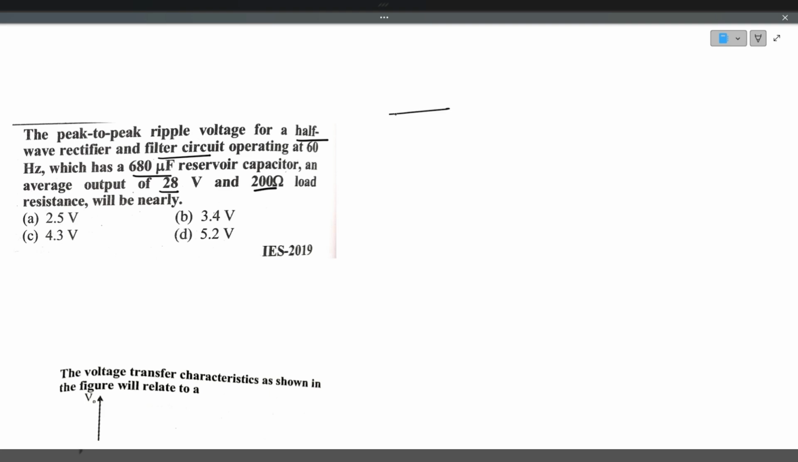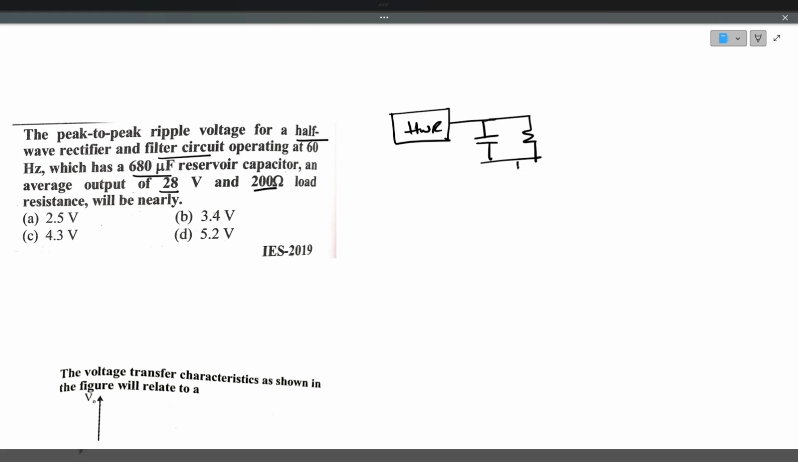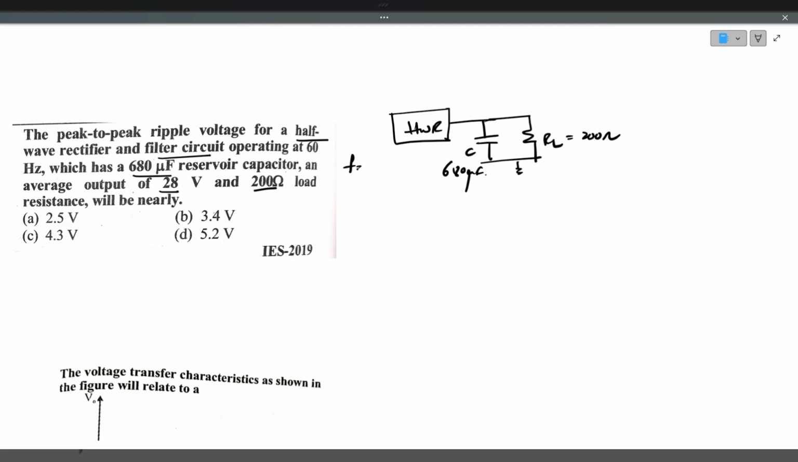There is a half wave rectifier similar to the above problem, but here it is a half wave rectifier given to a capacitor filter. This is load resistance of 200 ohms. This is a capacitance of 680 microfarads. So input frequency F is given as 60 hertz, and output DC voltage is given as 28 volt. These are the parameters that are given.